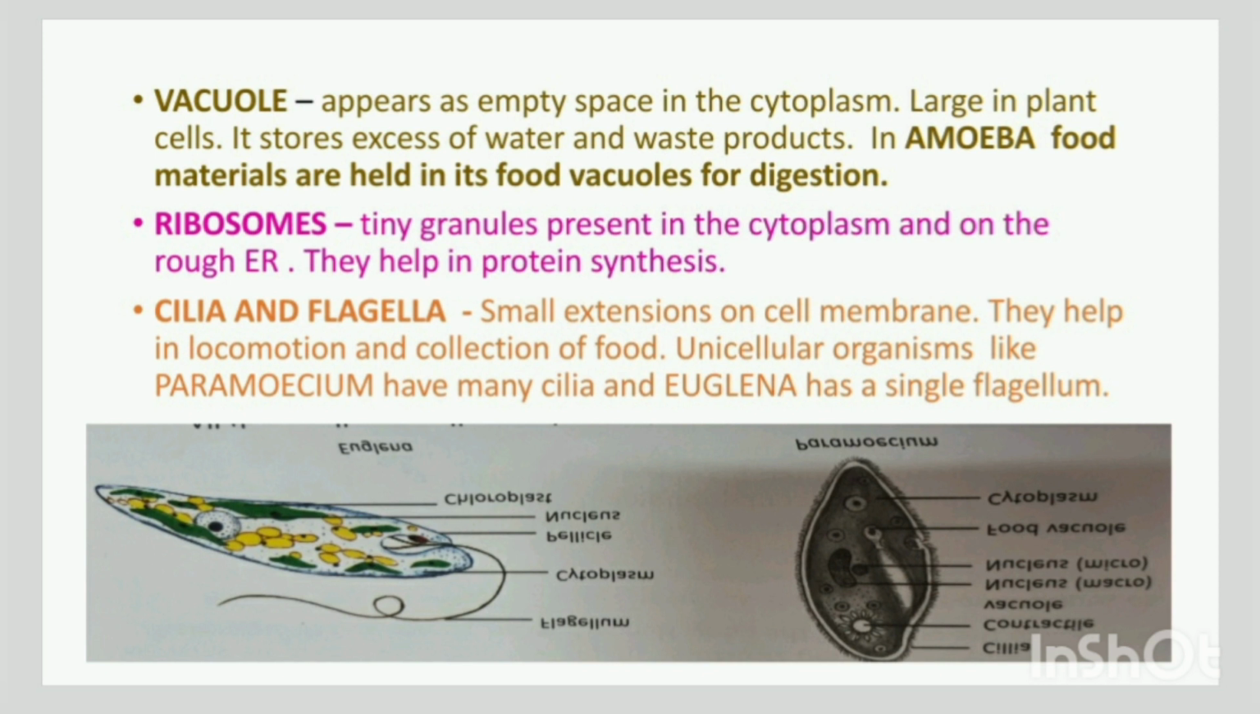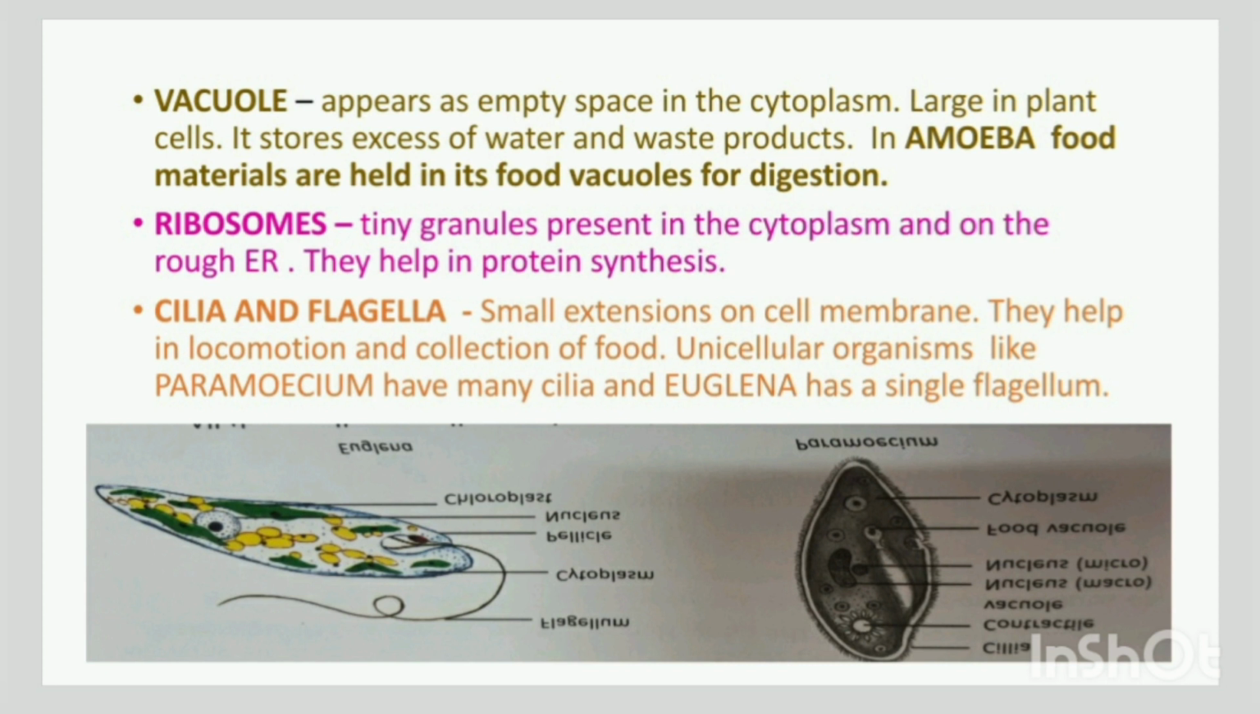Cilia and flagella are not present in all types of living cells, but there are some cells which have small extensions on their cell membrane, which can be cilia or flagella. They help in locomotion and collection of food.